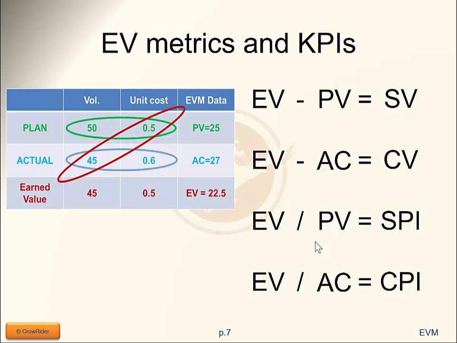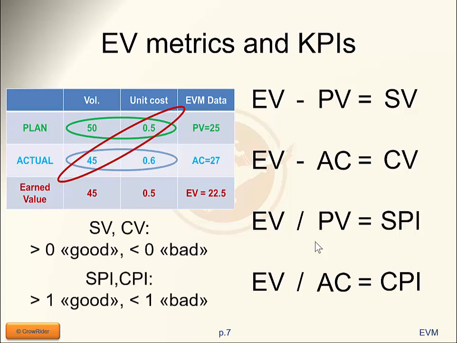I've spent more. If, on the other hand, my earned value had been 30 at this point, I have performed work which is worth 30. How much have I spent? 27. I have earned more than what I've really spent. Therefore, I am under budget. I'm spending less. It's good. So in both cases, if the schedule variance or the cost variance is bigger than 0, that means I'm either ahead of schedule or under budget. If it's less than 0, I'm either behind schedule or over budget.